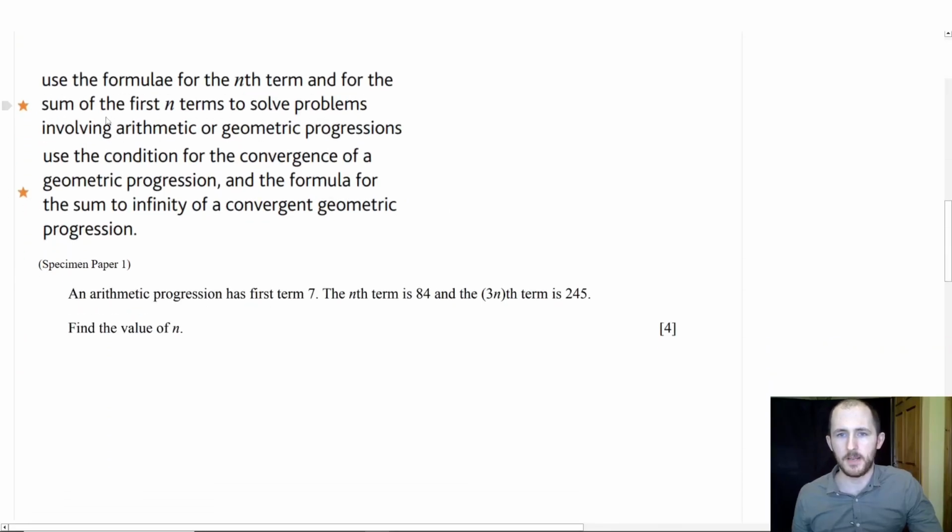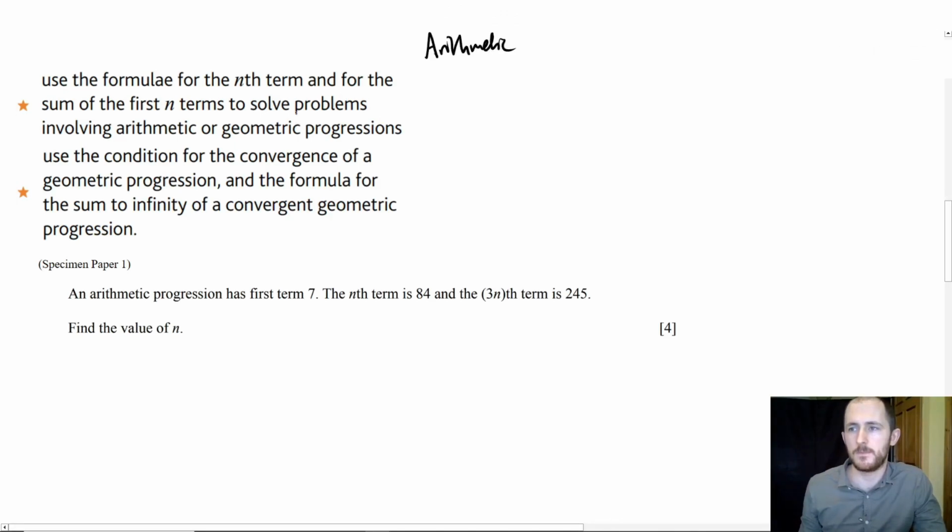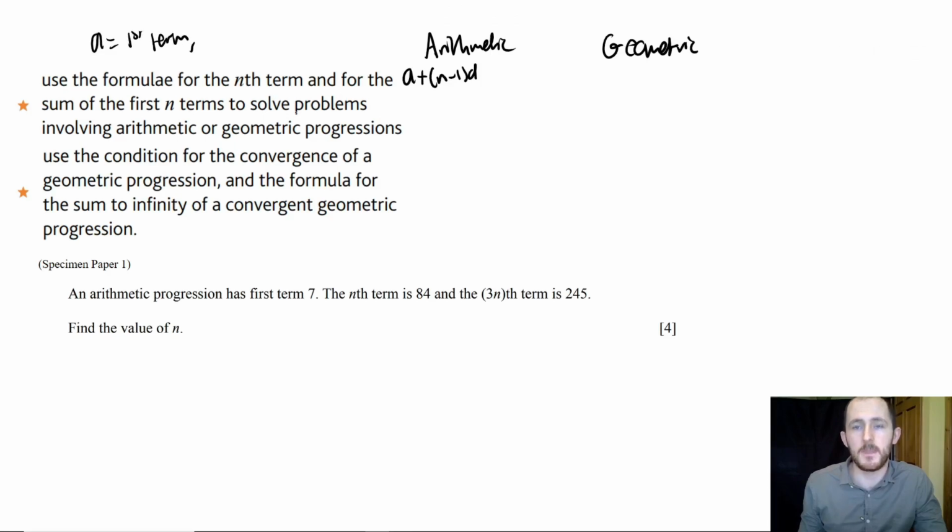The next part is, there's a ton of stuff here. Use the formula for the nth term and for the sum of the first n terms to solve problems. So nth term, let's split this whole thing in two. An arithmetic sequence is a plus n minus 1 d, where a is the first term. So in all of these, this is going to be the first term. n is obviously what term number you're in. d is the difference. And I'm going to use a letter r later, which is the common ratio, okay?